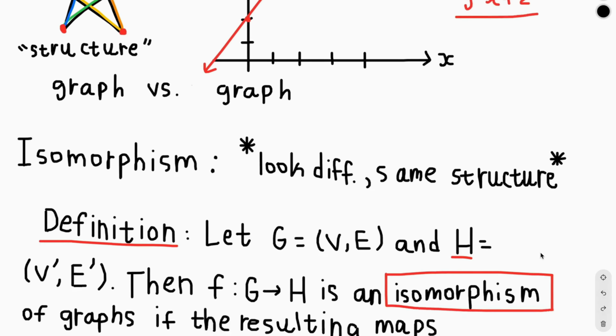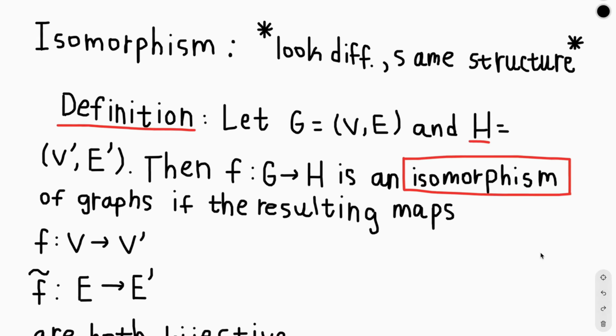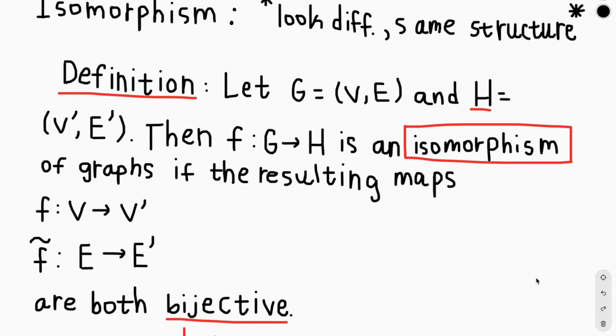Alright, so now we have the formal definition of isomorphism. And this reads: let G equal (V, E) and H equal (V', E'). Then the function f that maps G to H is an isomorphism of graphs if the resulting maps, the function f that maps V to V' and the function f-tilde that maps E to E', are both bijective.